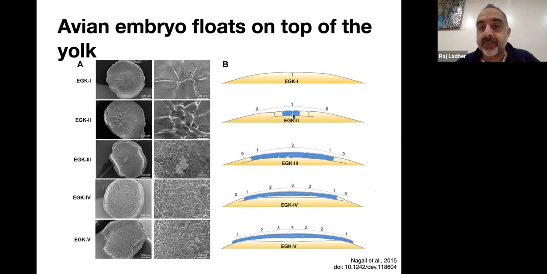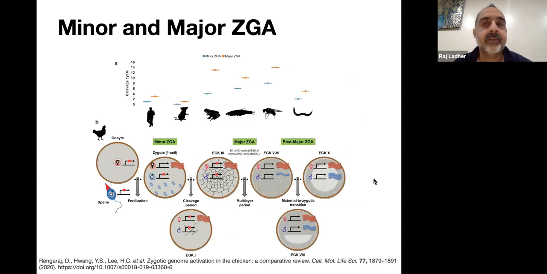You have multiple cleavages that happen in waves that go from this single cleavage plane. Another cleavage plane happens here, and so on until we have many cells forming many layers. I'm going to use the avian embryo to talk a little bit about zygotic gene activation as well, which has been worked on in all species, but I'll talk about it here.